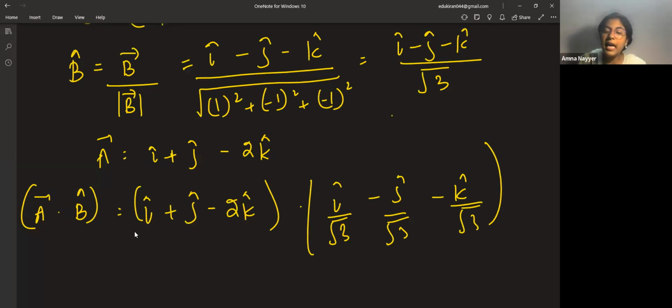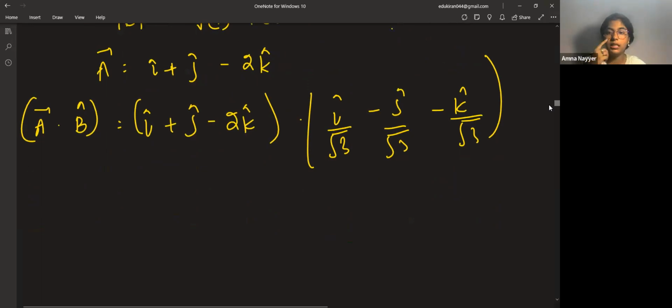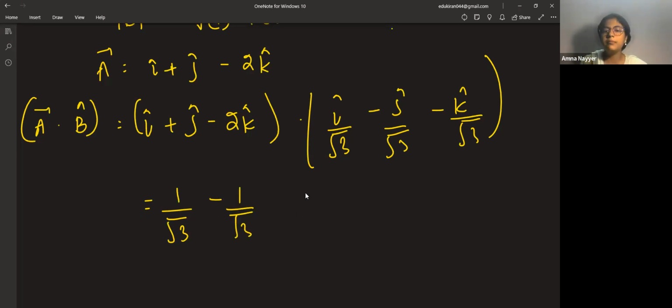Now, I cap multiplied by I cap by root 3, that is 1 multiplied to 1 by root 3. So I cap dot I cap is 1. Or let's write it all together only. This becomes 1 by root 3, minus, this is also 1 by root 3 only, and this becomes minus 2 by root 3. This is A vector dot B cap.